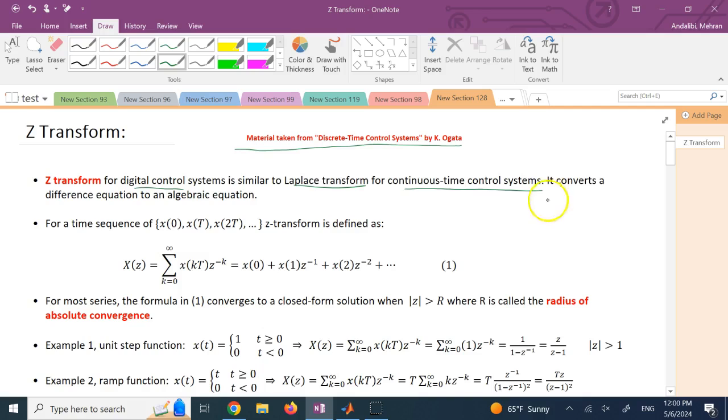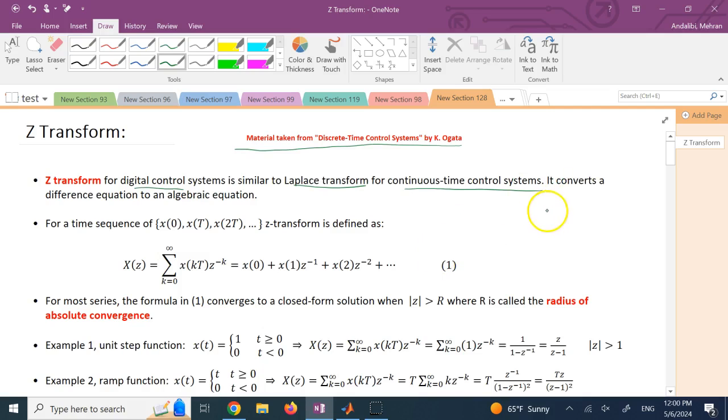systems. Laplace transform, if you remember, converted the differential equation to an algebraic equation which can easily be solved, and then applies an inverse to bring it back into the time domain, right? So you go from T domain to S domain and then back.